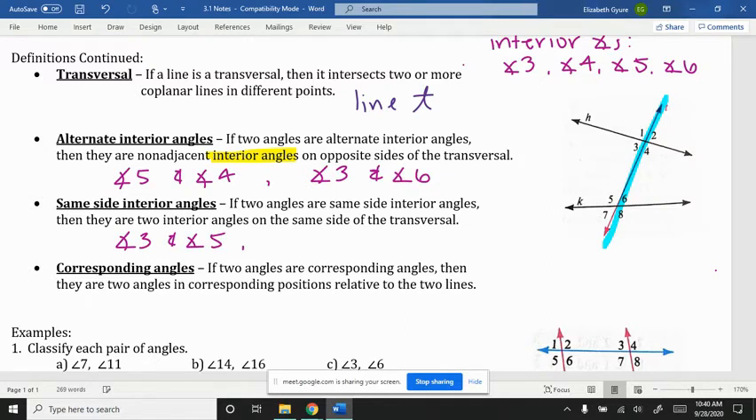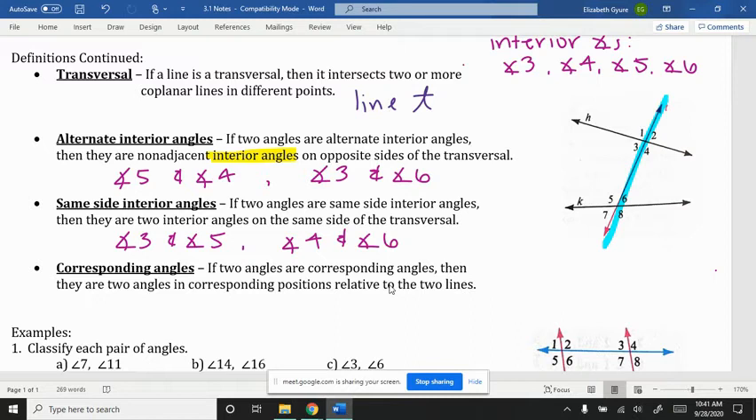What else could work? Carly? Angle 4 and 6, good. And then last one, corresponding angles. If two angles are corresponding angles, then they are two angles in corresponding positions relative to the two lines. Not a great definition because it uses the word in the definition, but it's the one your textbook uses. So I went with it.